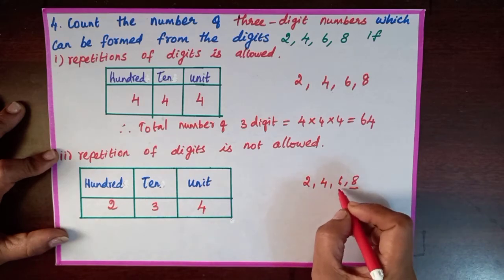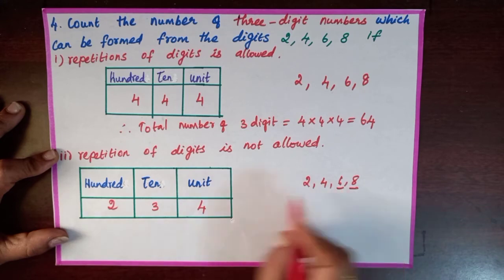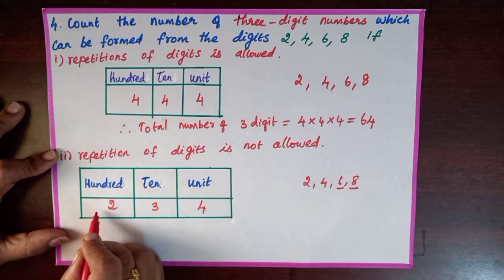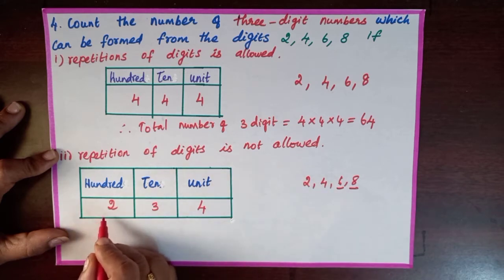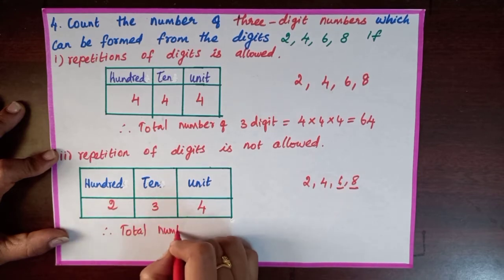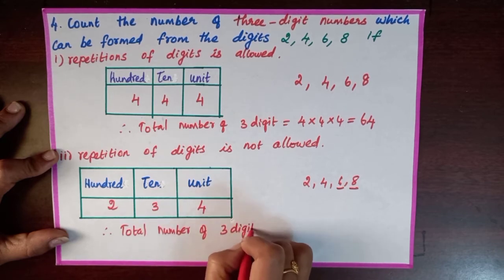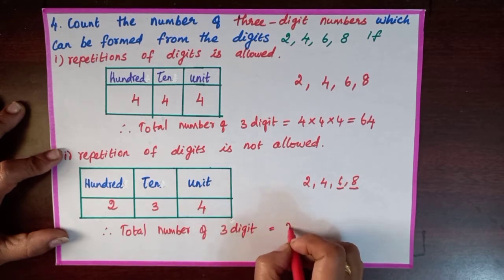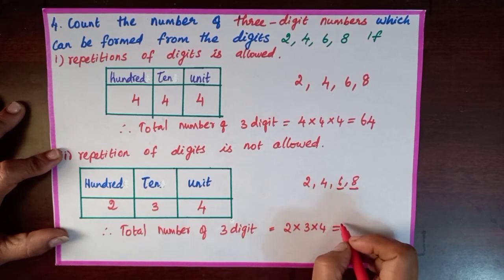For the tens place, if I have selected 6, that 6 cannot be used. 6 and 8 cannot be used in the hundreds place. So we will have the remaining 2 digits. So the hundreds place can be filled in 2 ways. Therefore, the total number of 3 digit numbers is equal to 2 into 3 into 4. 2 3s are 6. 6 4s are 24.